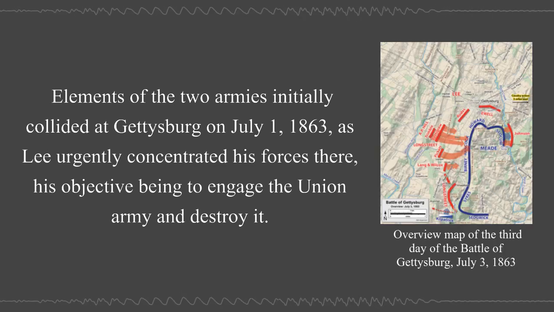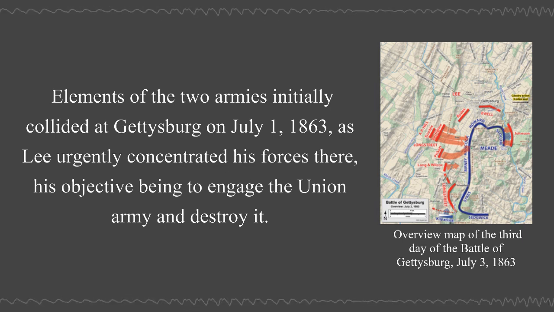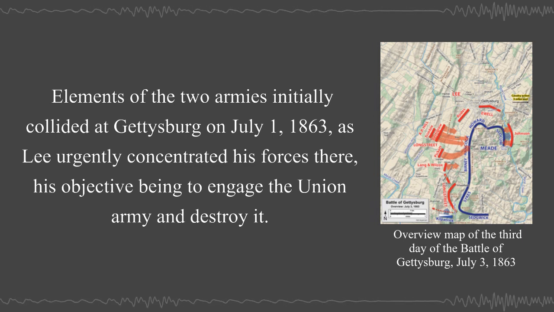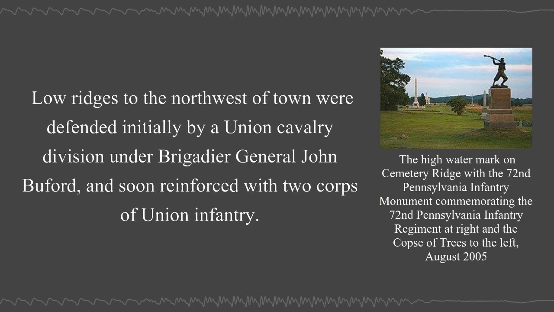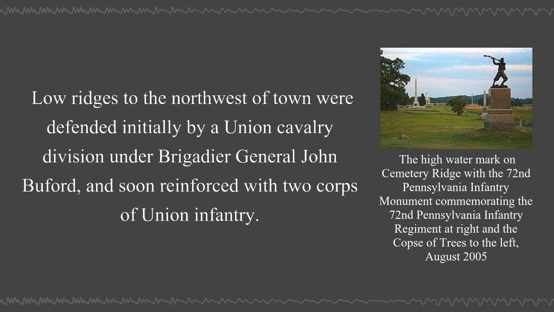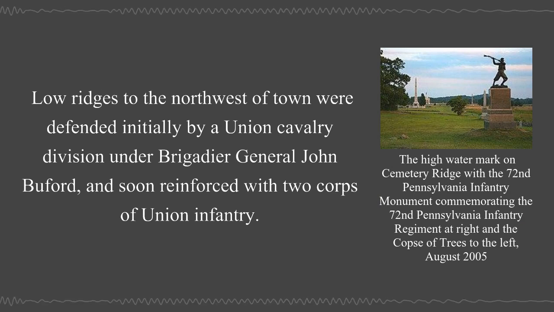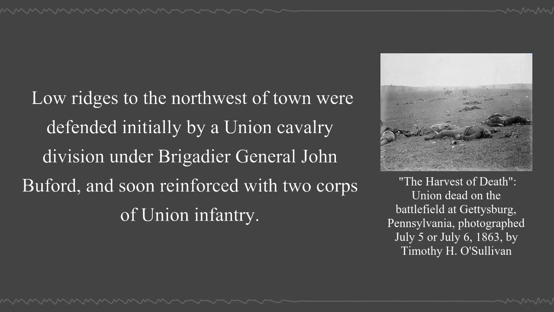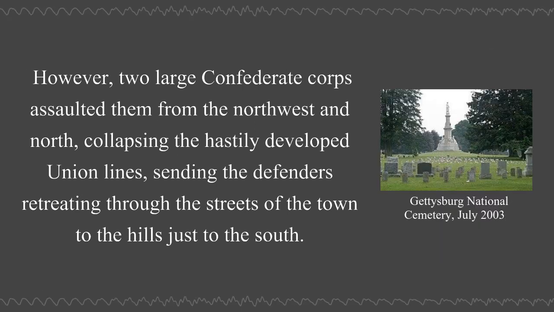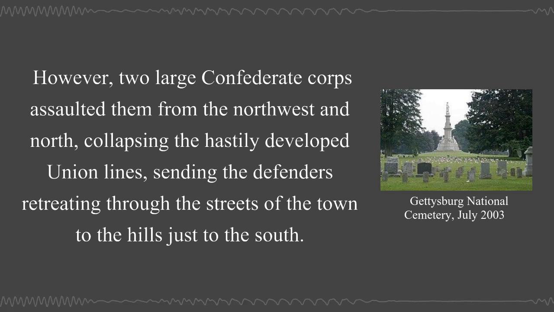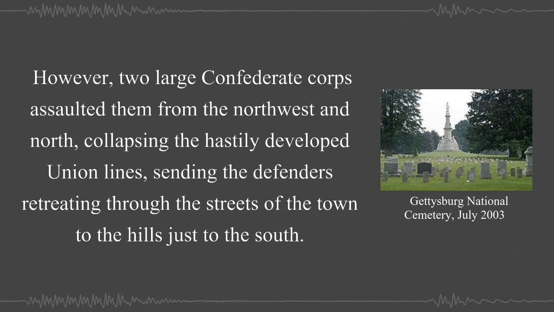Elements of the two armies initially collided at Gettysburg on July 1, 1863, as Lee urgently concentrated his forces there, his objective being to engage the Union Army and destroy it. Low ridges to the northwest of town were defended initially by a Union cavalry division under Brigadier General John Buford, and soon reinforced with 2 corps of Union infantry. However, 2 large Confederate corps assaulted them from the northwest and north, collapsing the hastily developed Union lines, sending the defenders retreating through the streets of the town to the hills just to the south.